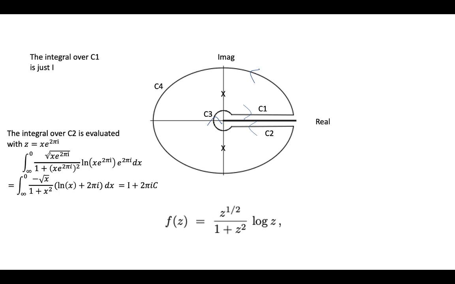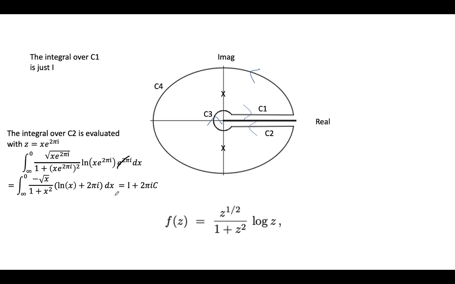So we plug this in. We have the integral from infinity to 0, because we're going this way, of x e to the 2 pi i square root over this thing times ln of this, and the dz gives us a dx e to the 2 pi i. But this, of course, is just 1, so we don't care about it. When you take the square root of e to the 2 pi i, we'll get e to the pi i. That's just negative 1, so that's where this negative comes from. We use the log properties again to separate these two terms. And then we have this integral here. The negative cancels the inverted limits of integration. And this gives you the original integral I. And the second one gives you 2 pi i c.